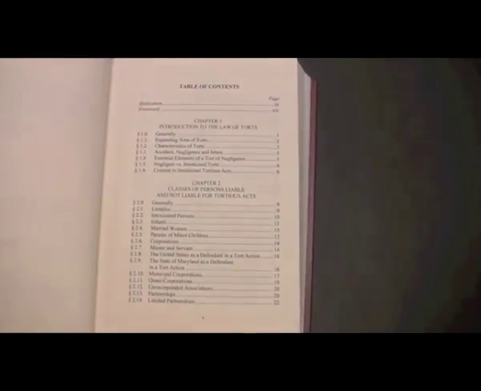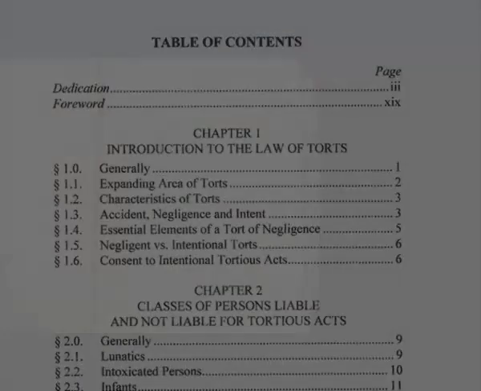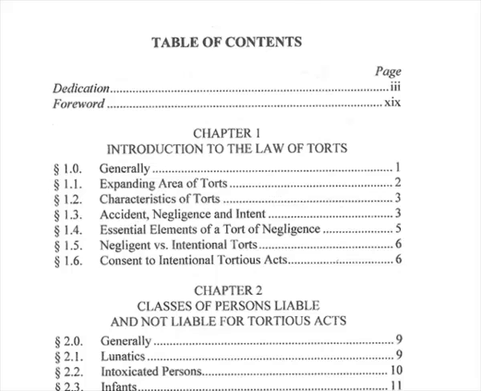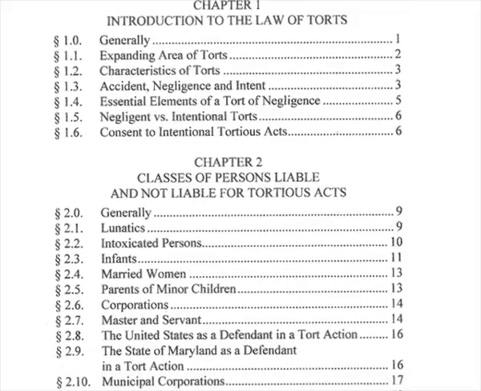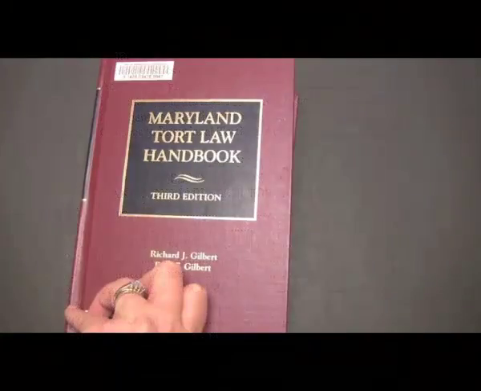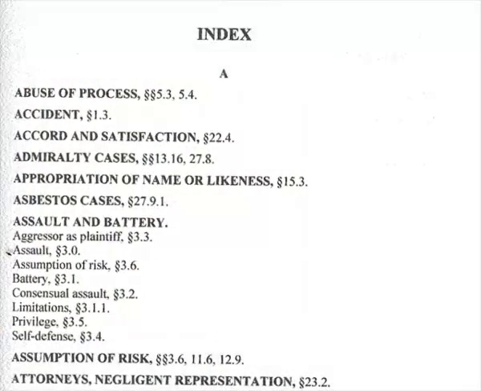If we use the Maryland Tort Law Handbook as an example, we can see the table of contents is located in the front, and how it's organized chronologically, grouping topical areas together. We can also see that the index is at the back and presents topics alphabetically.